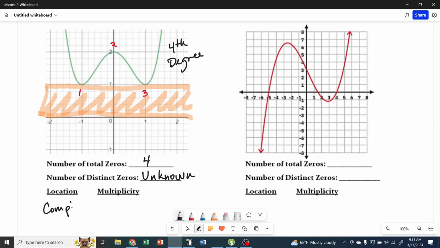So you'll write complex. This means that there are values that make the discriminant negative. So i, the square root of negative 1, is part of these answers. They're complex numbers. If you remember, they're in the form a plus bi. And this multiplicity we don't know. So those are your answers for this type of problem.